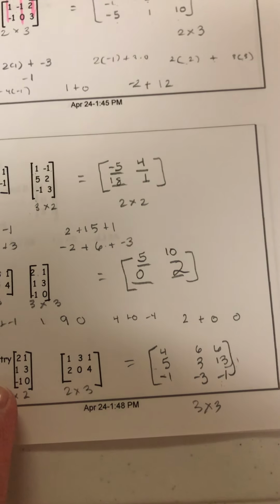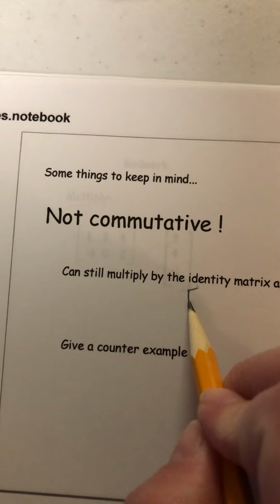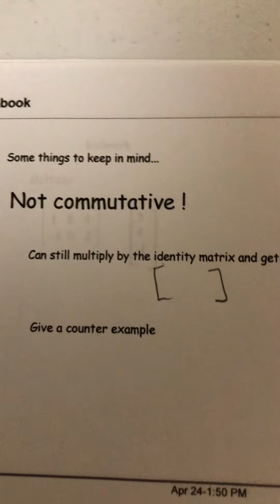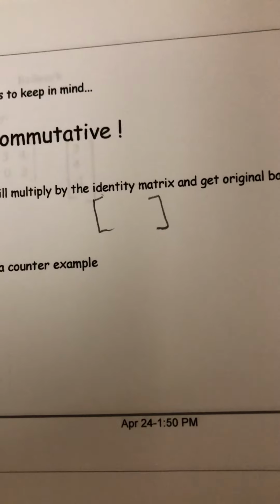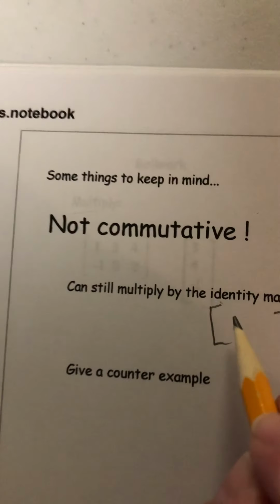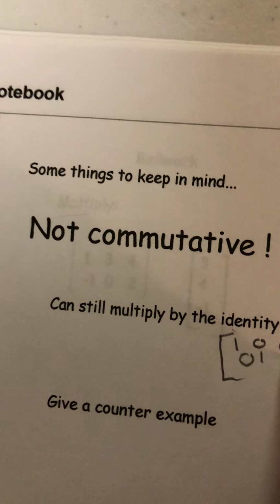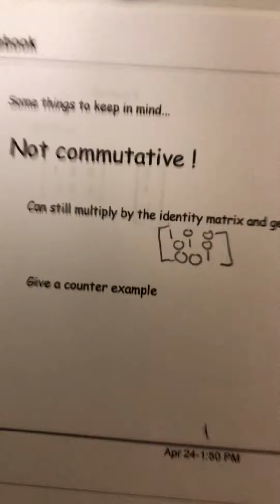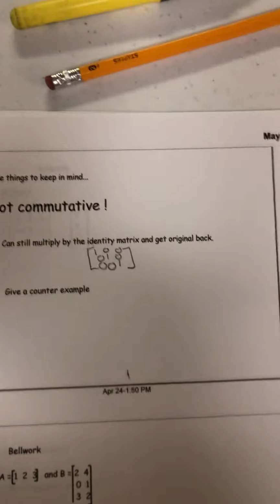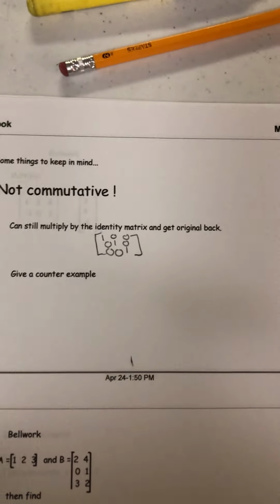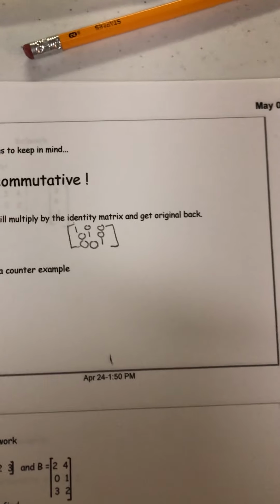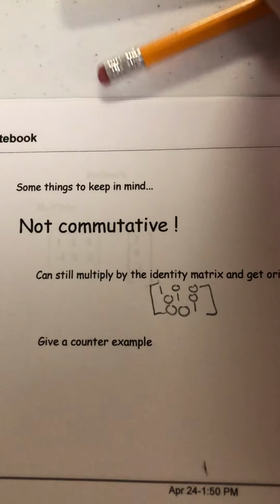So a couple things to keep in mind with matrix multiplication. Some things to keep in mind is they're not commutative. You can still multiply. We have something called the identity matrix. So when you multiply 1 to 3, you still get 3. When you multiply 1 to negative 2, you still get negative 2. The identity matrix has a diagonal of 1s, lots of zeros. If you multiply that matrix with another 3 by 3 matrix, it'll come back to you. So you can multiply an identity matrix to a matrix, get the matrix back. But the thing to keep in mind, you can't switch orders.